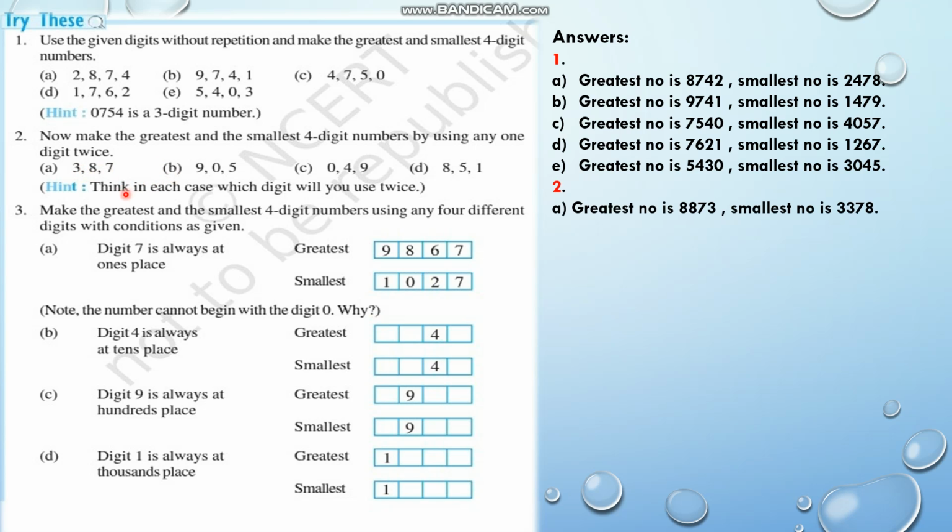Okay. And to get the smallest number, you repeat the smallest digit. Here the smallest digit is 3. So you repeat the number 3 twice and then write it. That is 3378. 3378 is the smallest number. Got it? Now look at the next one.